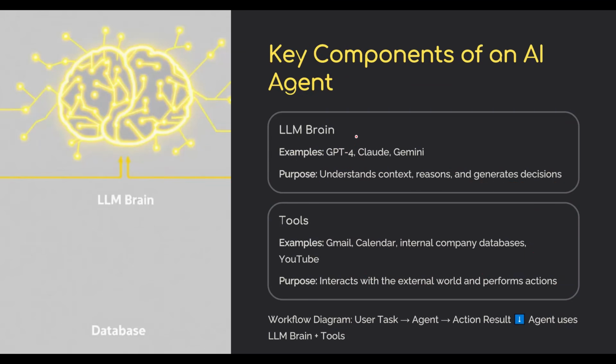Now let us see the key components of an AI agent. So we understood what is the use of the AI agent and agentic AI until now. But now let us see how this AI agent will work. To do any task, the AI agent requires a brain. For that brain, it will use LLMs, for example GPT-4, Claude, Gemini, or any other kind of LLMs. The purpose is that it understands the context, reasons, and generates decisions on its own.